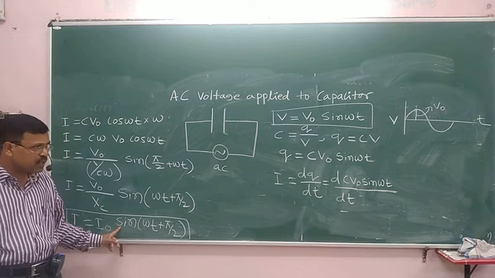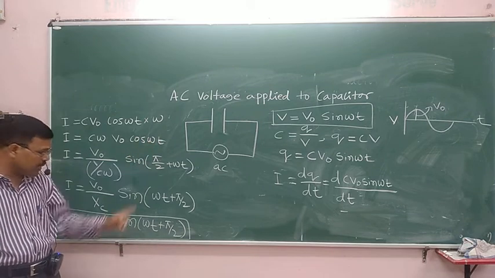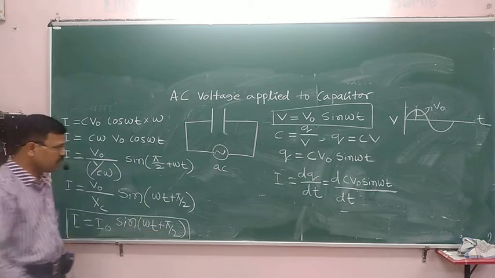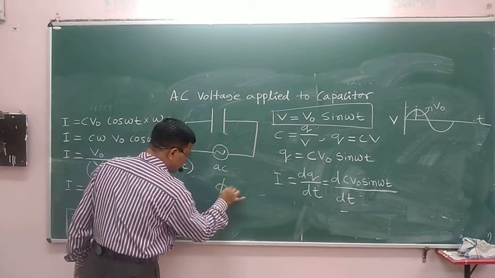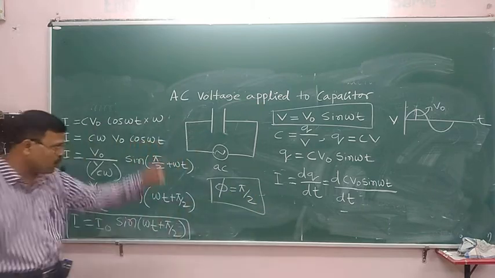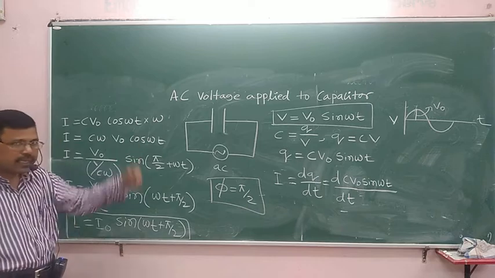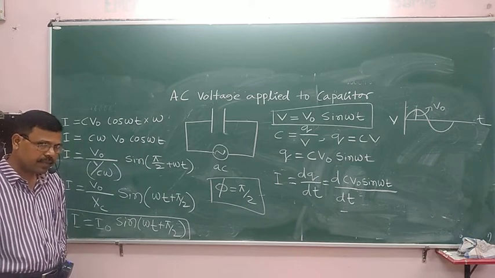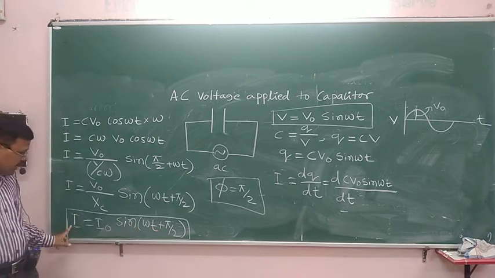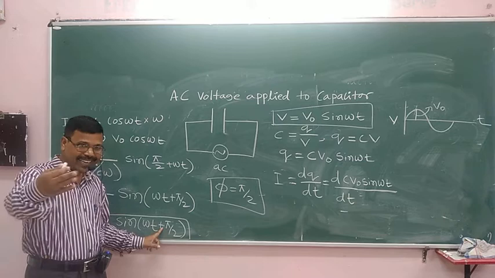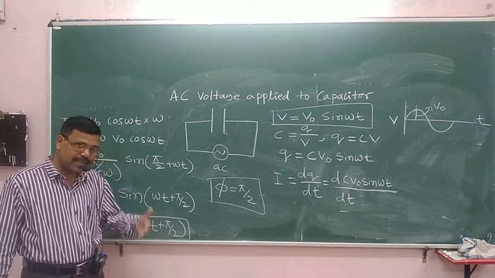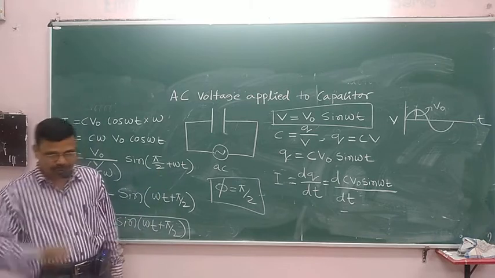The phase difference between the applied voltage and the flowing current is 90 degrees. In the case of a capacitor, the phase difference between the voltage and the current is 90 degrees. And here there is a plus sign. It indicates that the current is leading the voltage by 90 degrees. Current is ahead, voltage is behind.